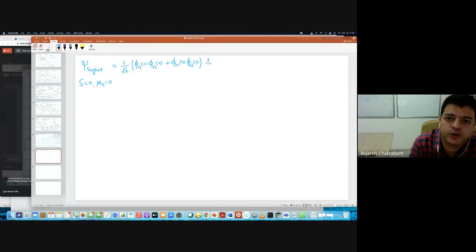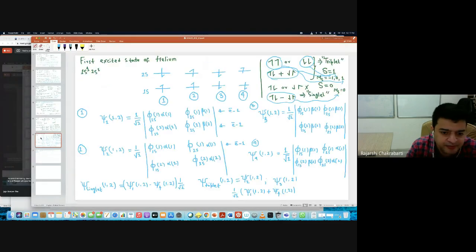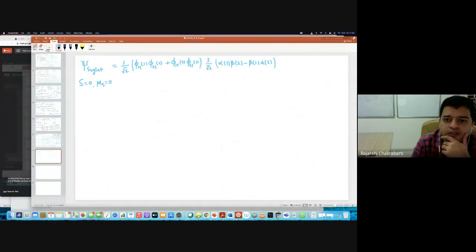It will be 1 over root 2 times alpha 1 beta 2. Then what is the next term? Minus beta 1 alpha 2. So now you understand why these two factors of 1 over root 2 come twice in here. That's why it comes twice. That will be a factor of half. This is for the singlet.